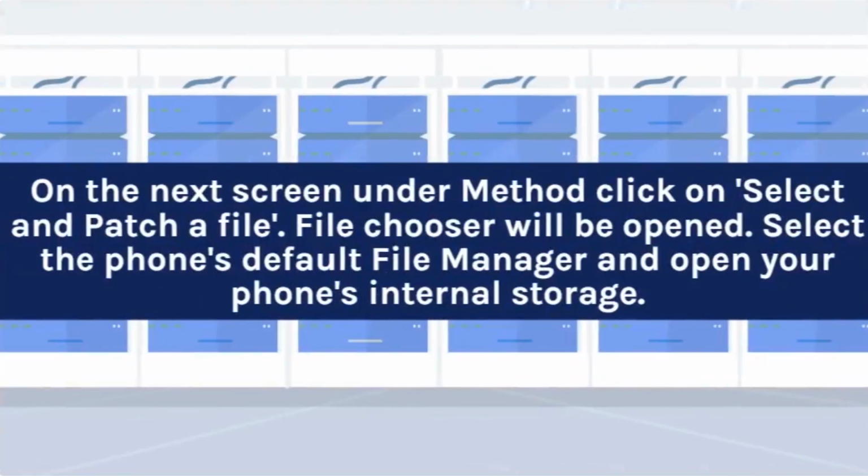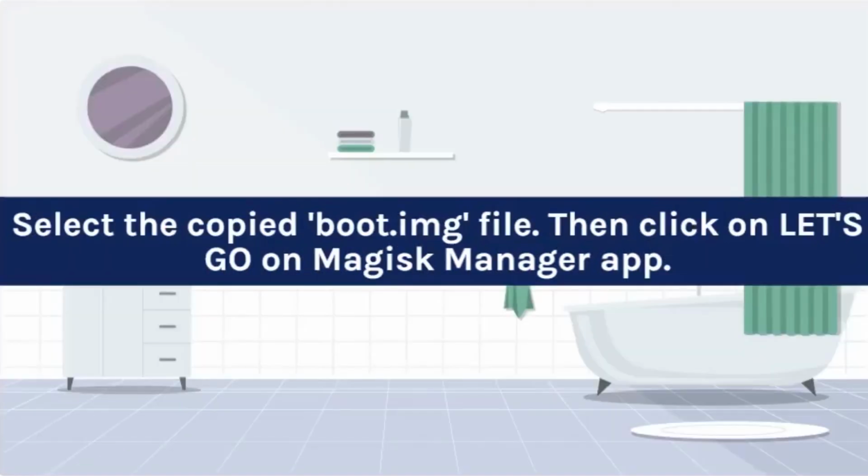On the next screen under Method, click on Select and Patch a file. File chooser will be opened. Select the phone's default file manager and open your phone's internal storage. Select the copied boot.img file. Then click on Let's Go on Magisk Manager app.